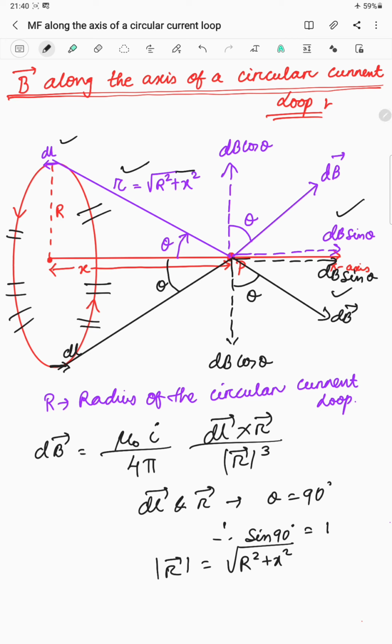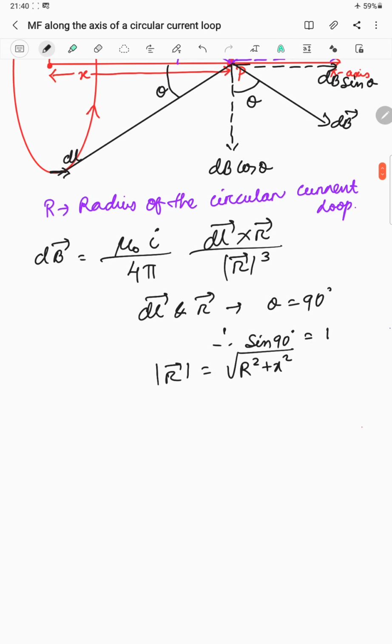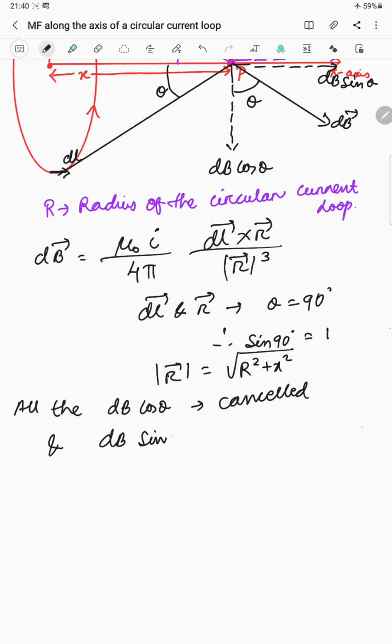Now what will happen? I have already explained that the dB cos theta components will cancel out, and what will be left for us is only the dB sin theta components. Is it clear? Followed? So now let us find out. We can write here that all the dB cos theta components will be cancelled and your dB sin theta component will be added.